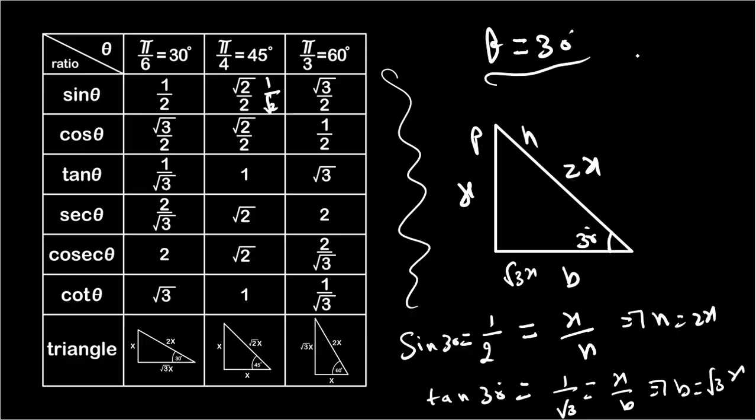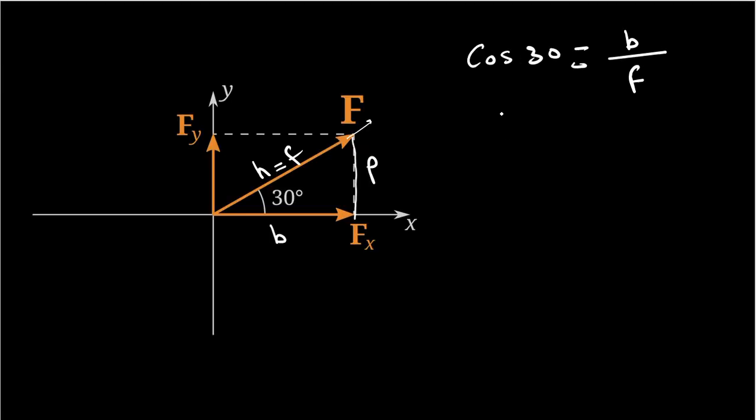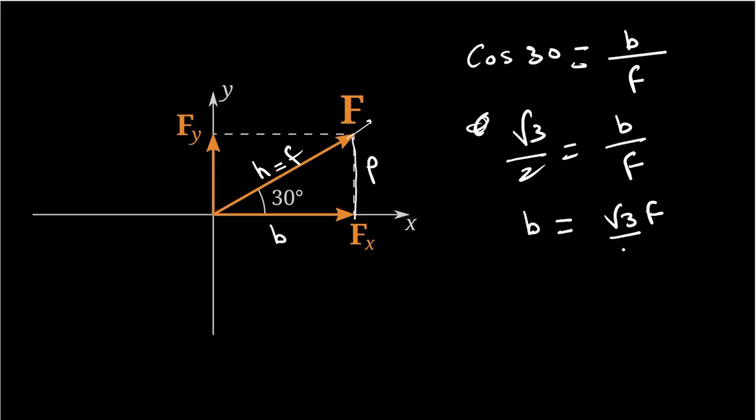Now we'll find the value of cos 30 degrees. So cos 30 degrees is root 3 by 2. So we'll put here cos 30, root 3 by 2, is equal to base by F. So from here we can say the base is equal to root 3 by 2 F. It means if force F is applied in this direction, which is making an angle of 30 degrees from the x-axis, its root 3 by 2 part, meaning root 3 F by 2, will be along the x-axis.